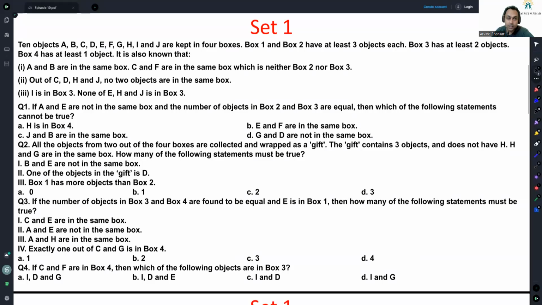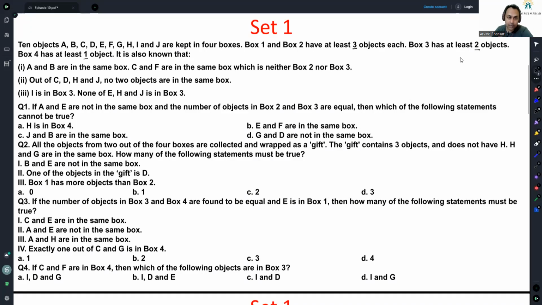10 objects A, B, C, D, E, F, G, H, I, and J were kept in 4 boxes. Box 1 and 2 have at least 3 objects each. Box 3 has at least 2 objects. Box 4 has at least 1 object. So they have given me 3 and 3, 6, plus 2, 8, plus 1, 9 objects. The location is precise for at least 9 objects. The one additional object can go in any of the boxes.